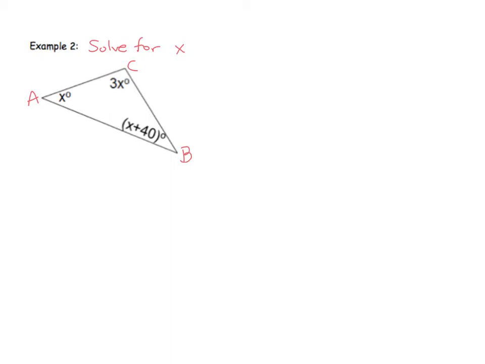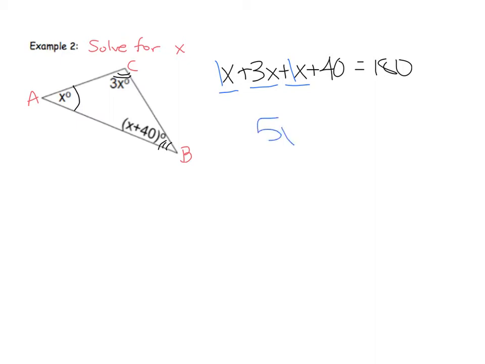So essentially, we are saying that we have these three angles, and they're on the inside of a triangle. So all we have to do is add them up and make them equal to 180 degrees, because that's what the triangle sum theorem states. So I'm going to combine like terms. So 1x plus 3x plus 1x, that's 5x plus 40 equals 180. We're solving for x here because that's what the question's asking for.